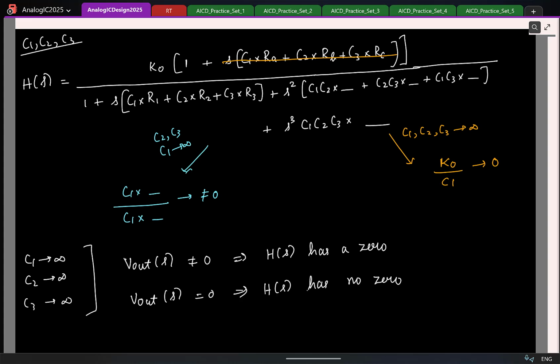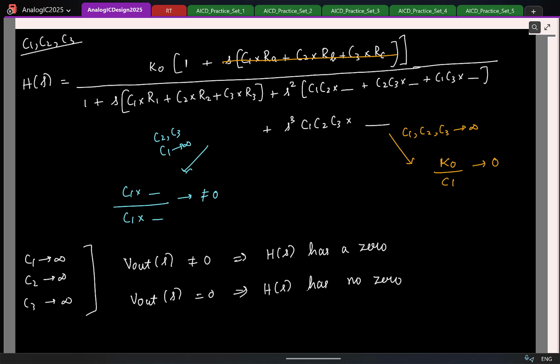We just made an observation that if I tend any of the capacitors to infinity and the transfer function has a 0, my output will become non-zero. So based on this, what might be a test you can suggest to check if I have a 0 or not? In your circuit, you take any capacitor and tend it to infinity. If you still find that the output is non-zero, then you have a 0. If you make any capacitor go to infinity, but you find that the output is 0 for all of them, then you don't have a 0.